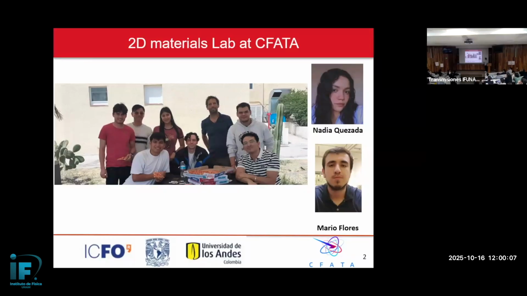So this is the group at Zapata. As I mentioned yesterday, Zapata is like a multidisciplinary center. So the group is composed of physicists, chemists. I have Mario, who has been working with me from his master's, then PhD, and now he's a postdoc in the group. Nadia is also a postdoc. So we have chemists, physicists, engineers, and undergraduate students too. So yeah, a very multidisciplinary group.